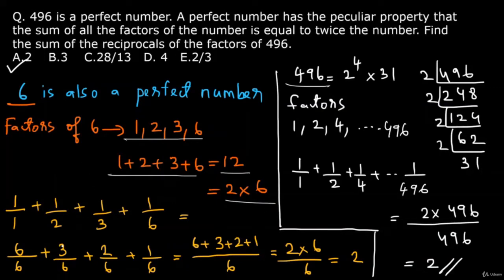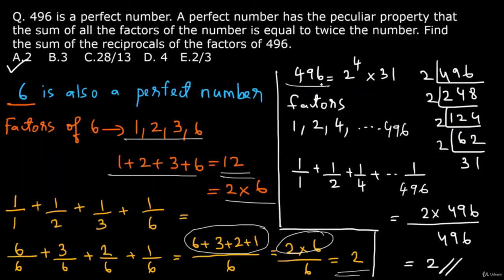Alright, now let's take the sum of the reciprocals of the factors. That's 1 by 1 plus 1 by 2 plus 1 by 3 plus 1 by 6. Now this is equal to 6 by 6 plus 3 by 6 plus 2 by 6 plus 1 by 6. And that's equal to 6 plus 3 plus 2 plus 1 by 6, right? And over here you can see that you've got every factor, and we know that the sum of the factors is equal to 2 times 6, right? So 2 times 6 by 6 gives you 2 as the answer. The same is true for any perfect number.